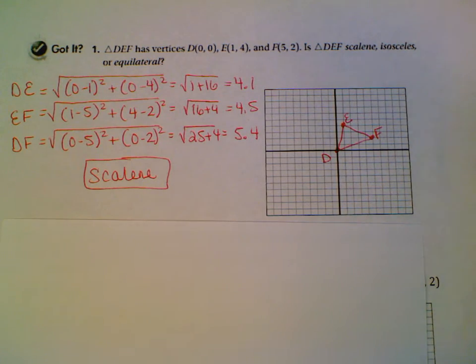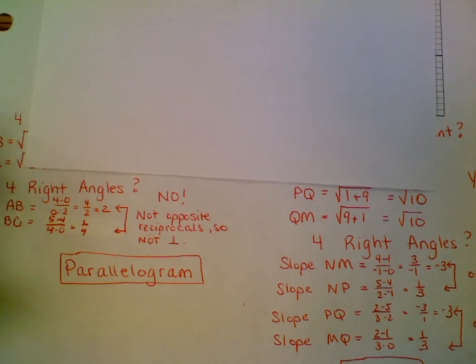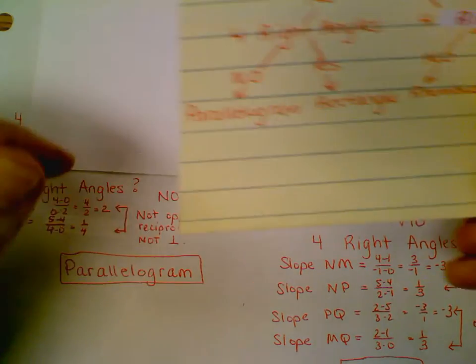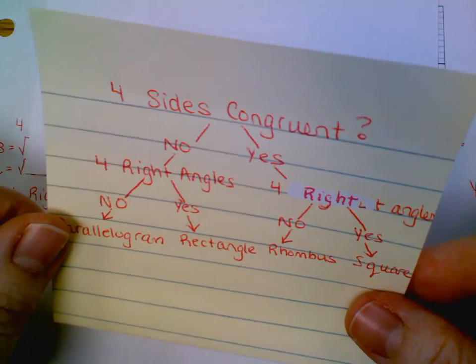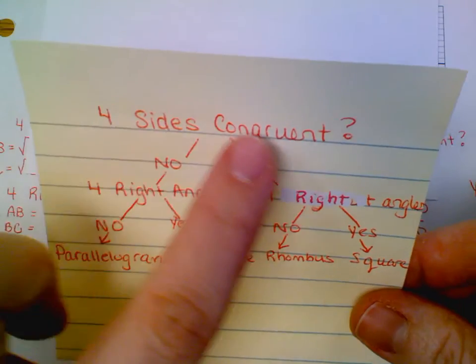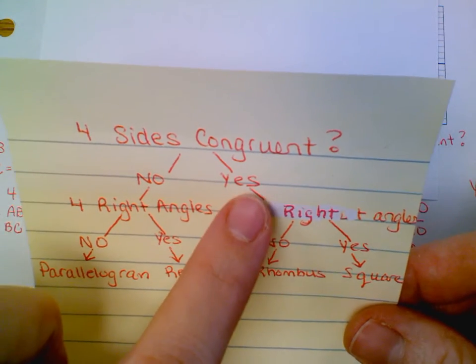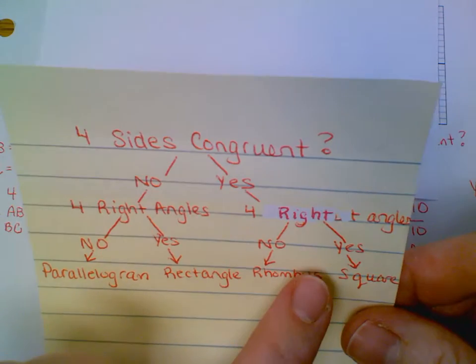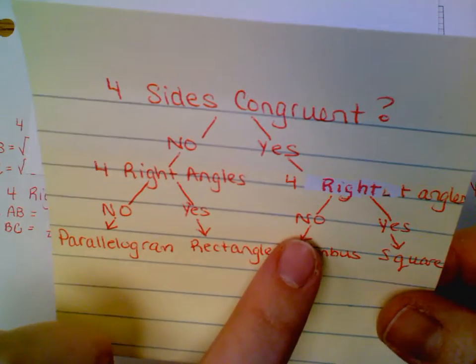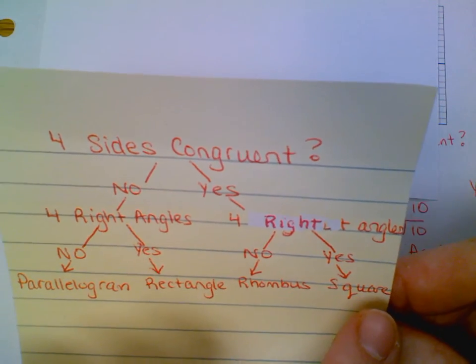Okay. Now you're going to work on quadrilaterals. Quadrilaterals are a little bit different, so you may want to jot down this little figure that I have here. The first thing we're going to check is if I have 4 congruent sides. If I do have 4 congruent sides, then I'm going to check if I have 4 right angles. If my answer is no right angles, then it's a rhombus. If I do have 4 right angles, it's a square.